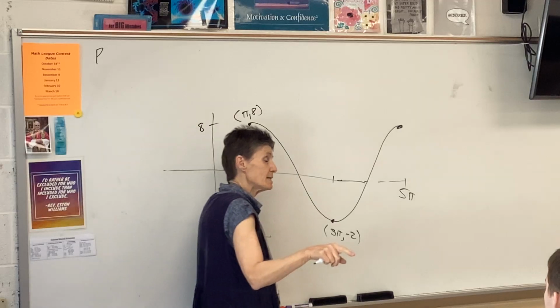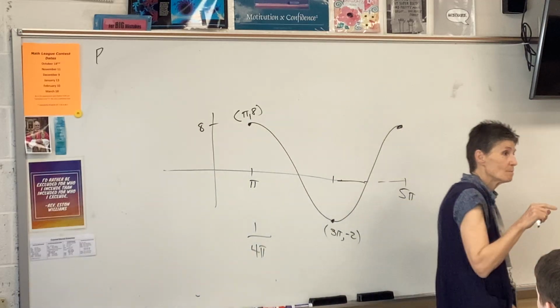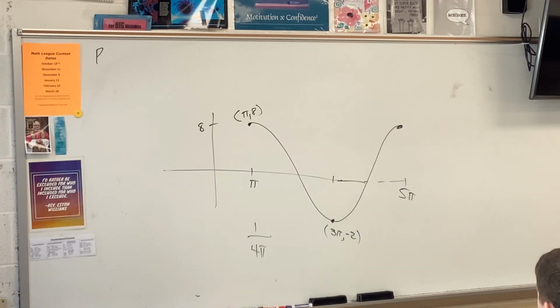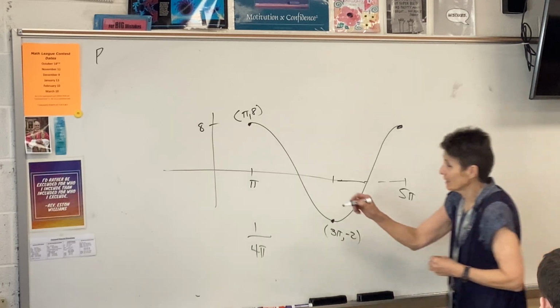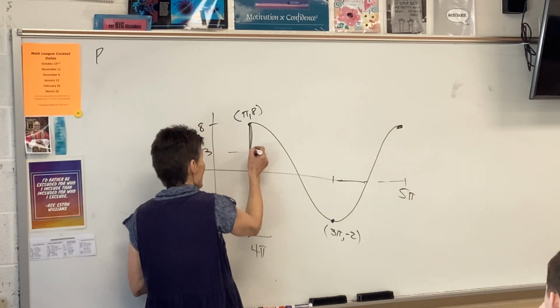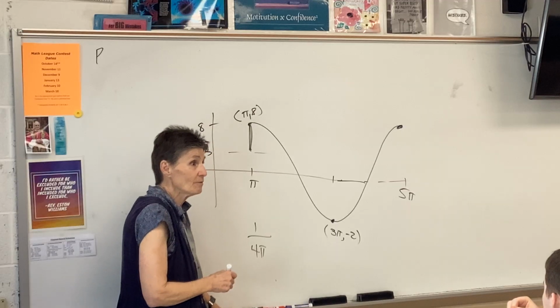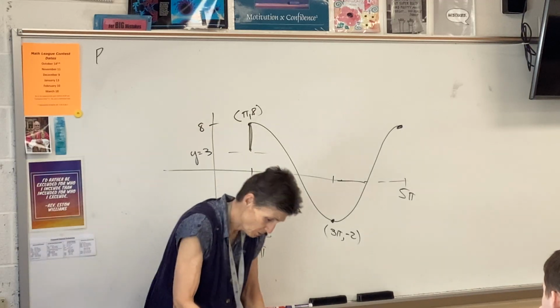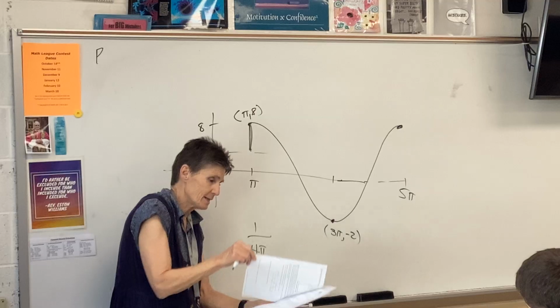Midline is 3, Parker says, because the midline is going to be halfway in between the top and the bottom. So if the top is at 8 and the bottom is at -2, the average of those, 8 plus -2 divided by 2, is 3. You're exactly right. And if the midline is 3, then the amplitude is 5. Beautiful. All right, let's see what's next.